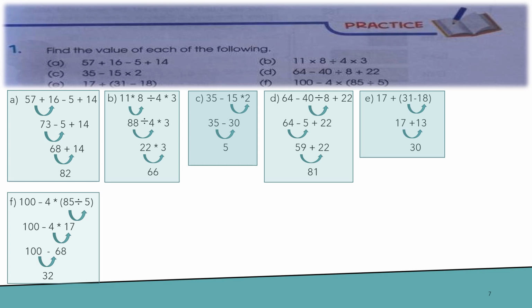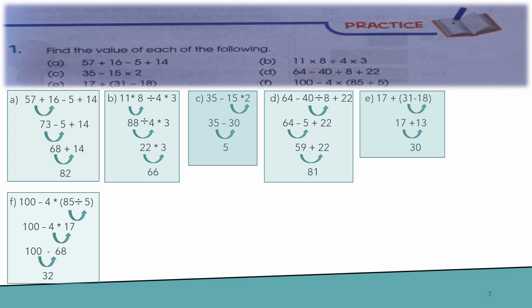For part C, we have 35 minus 15 multiplied by 2. This is a question in which we have multiplication and subtraction. So first we solve multiplication and multiply 15 by 2, which results in 30. Now we have 35 minus 30, which is 5.